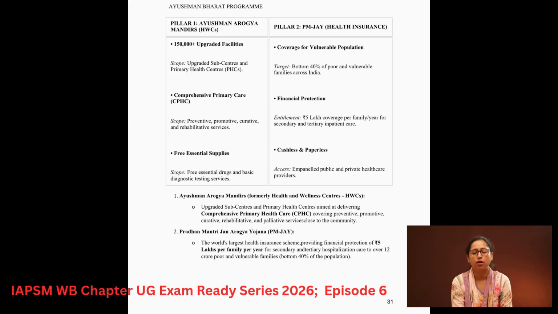Pillar 2, which is talking about the health insurance, there is coverage for vulnerable population. The target is bottom 40% of the poor and vulnerable families across the country. Financial protection is being given. Entitlement of how much? 5 lakh rupees coverage per family per year for secondary and tertiary inpatient care. Okay. It is cashless and paperless, and empaneled public and private healthcare providers will get the access. So, I think you can write that.